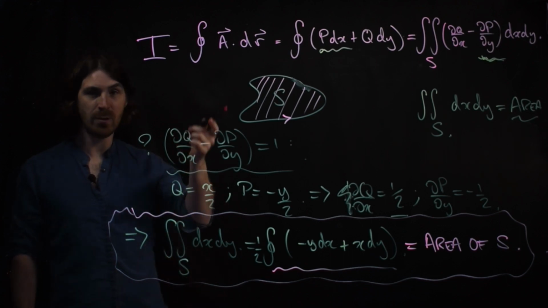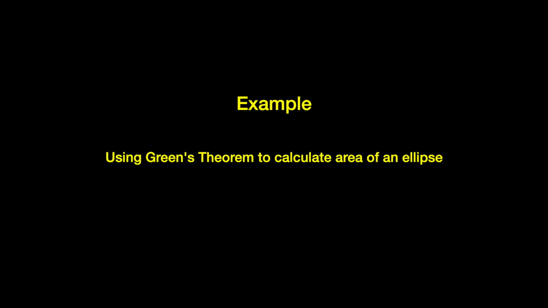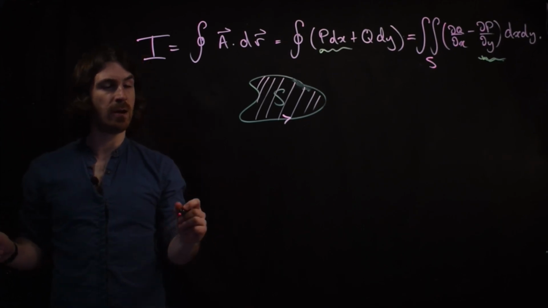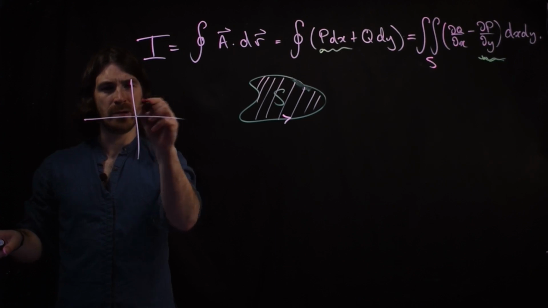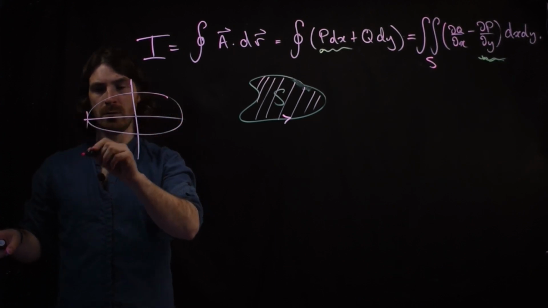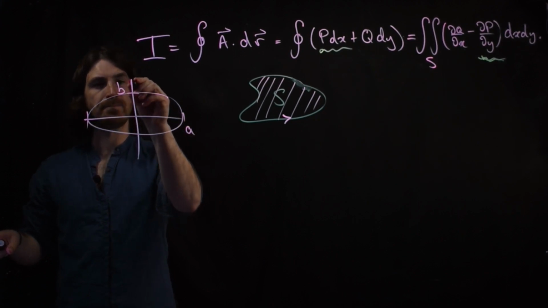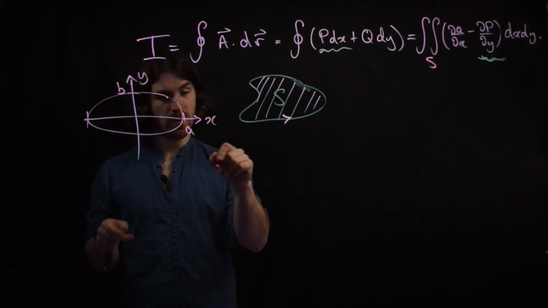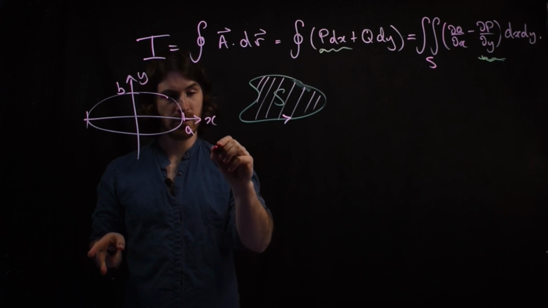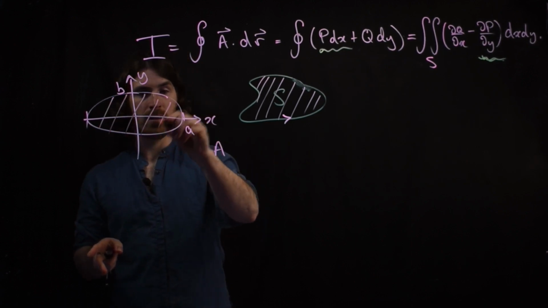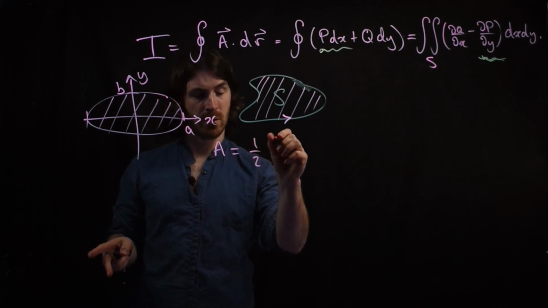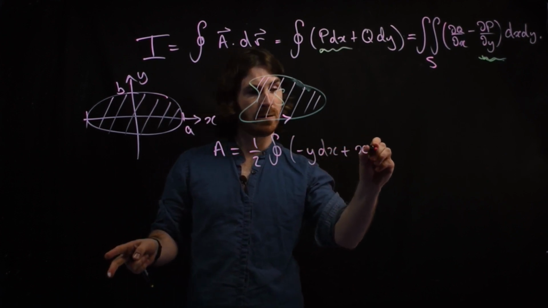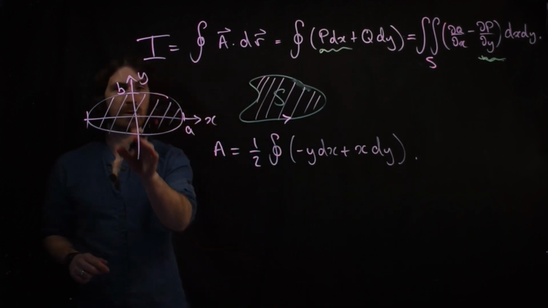Alright, so let's look at one example and then that's us done. Let's think about how we calculate the area of an ellipse. Here's an ellipse with axes A and B. We looked at this in section 1. And just a second ago, we saw that the area could be written as 1/2 the line integral of minus y dx plus x dy. So this is the area of our ellipse.